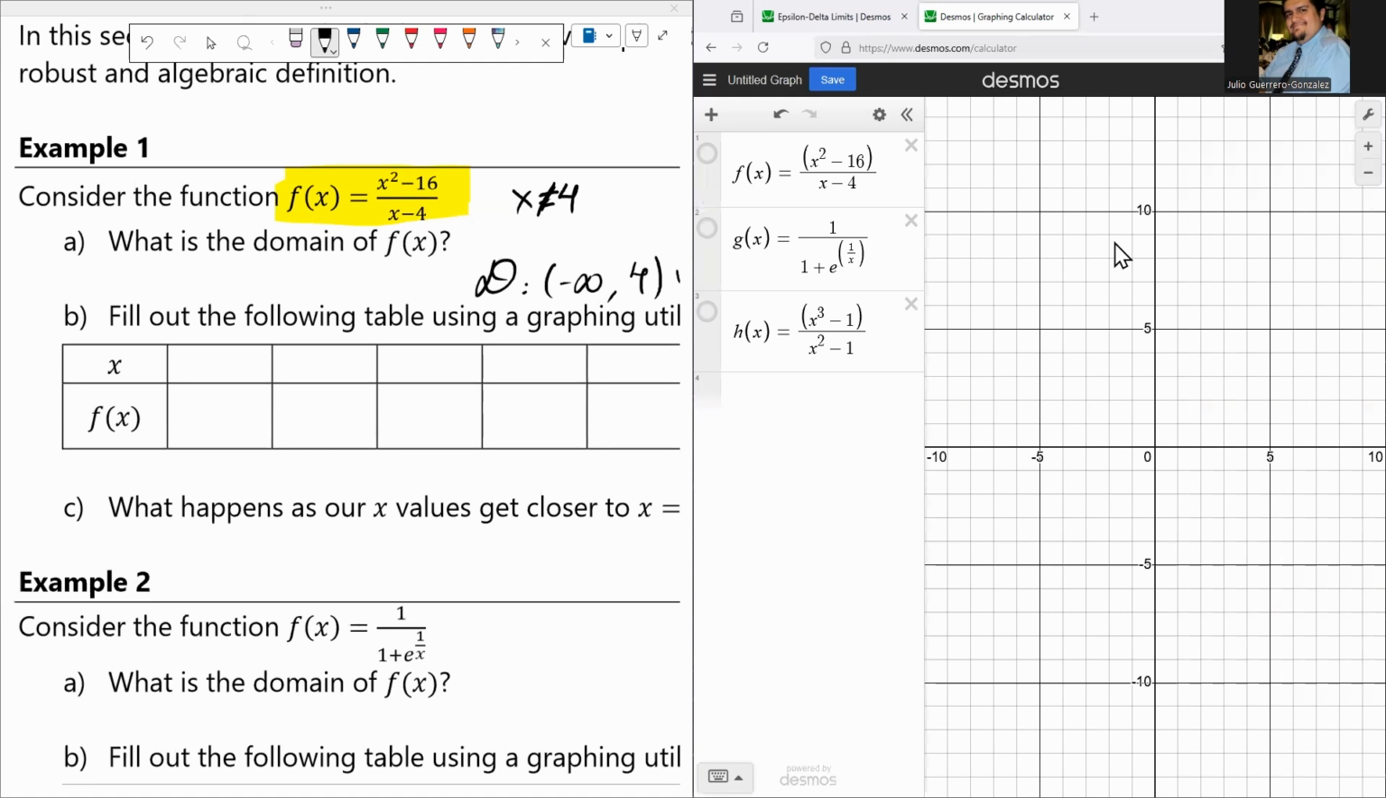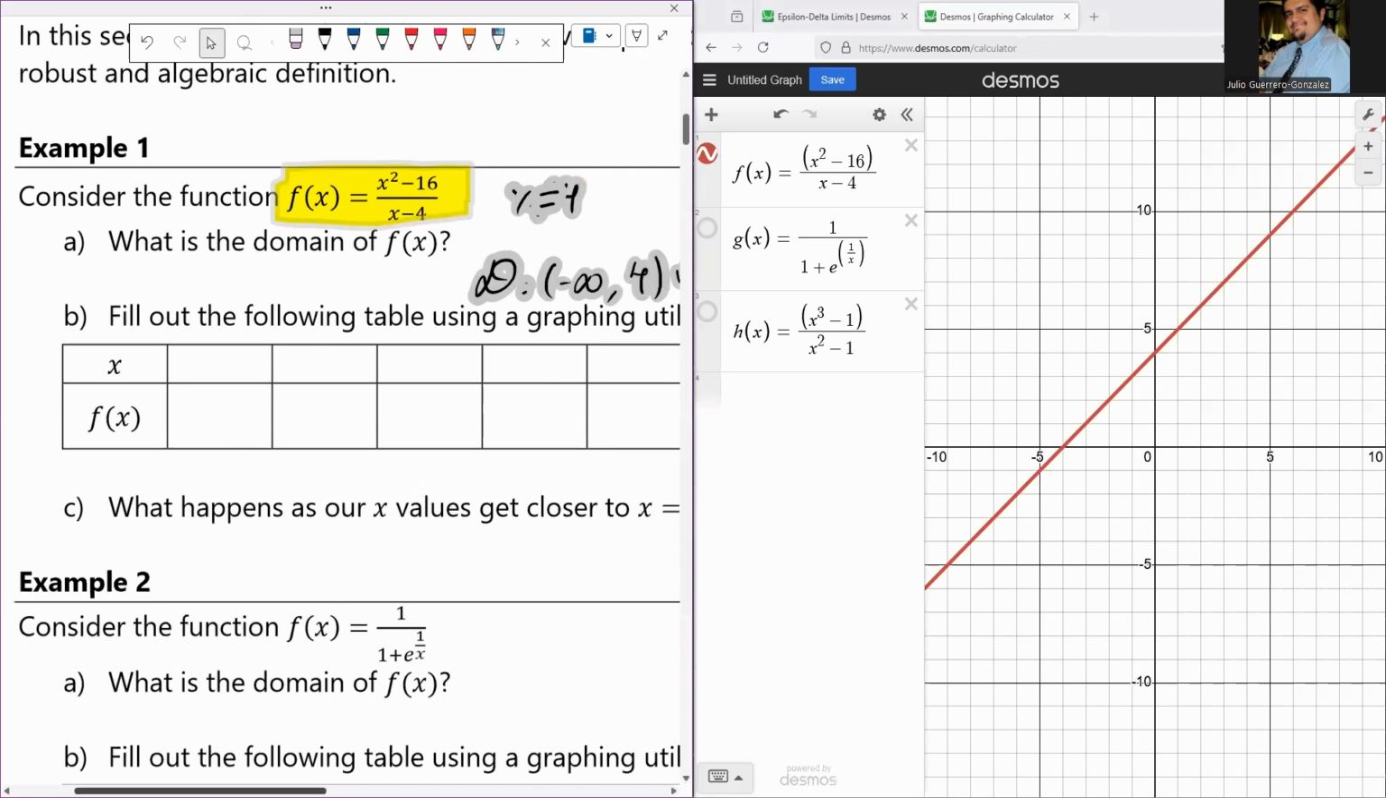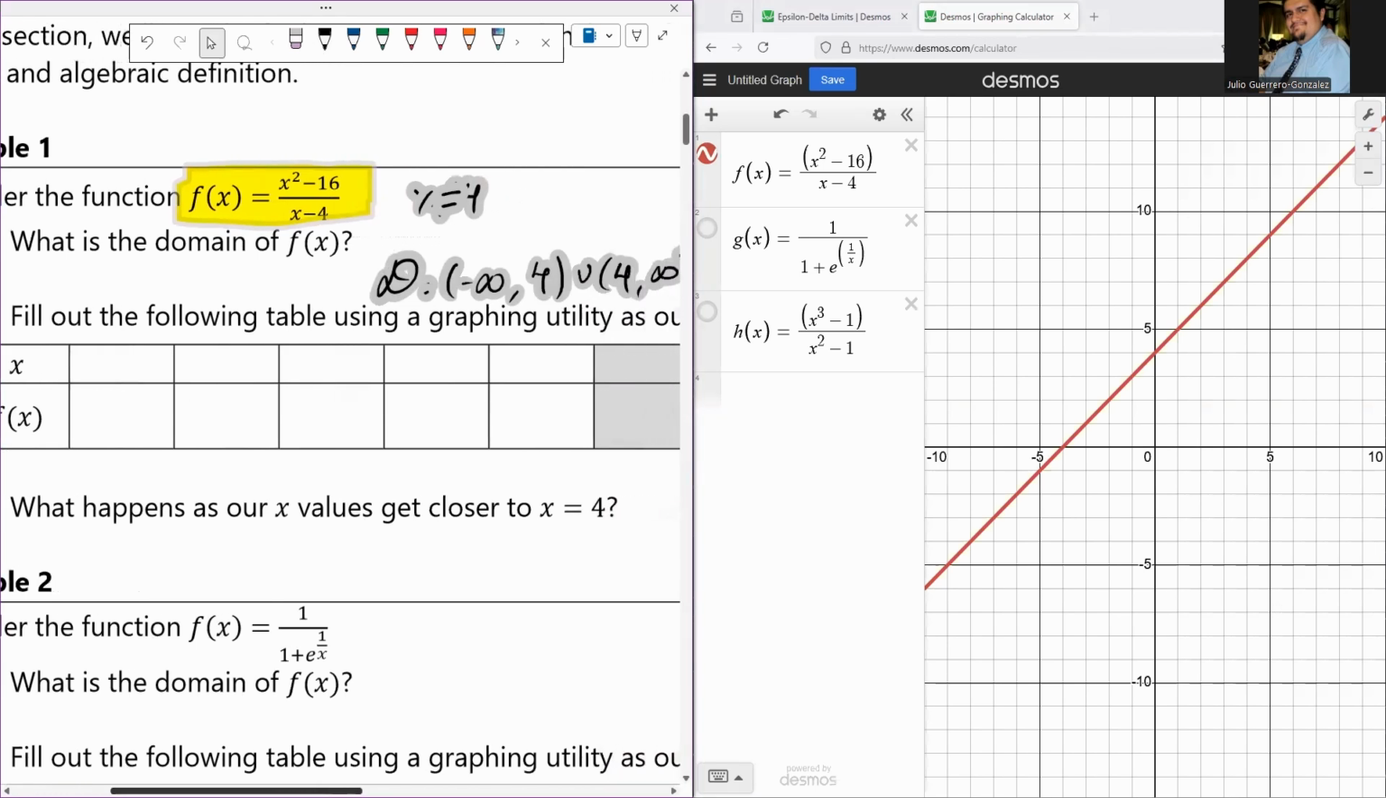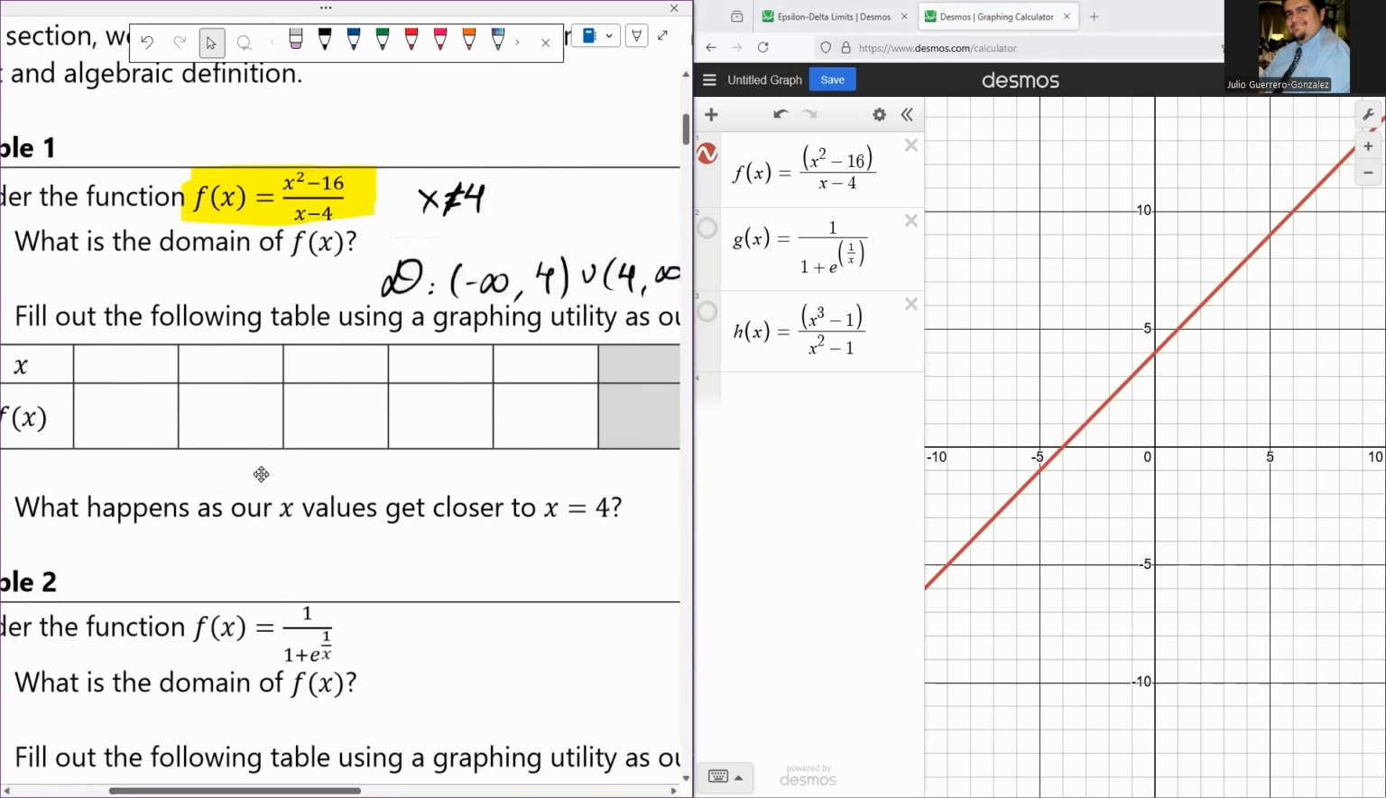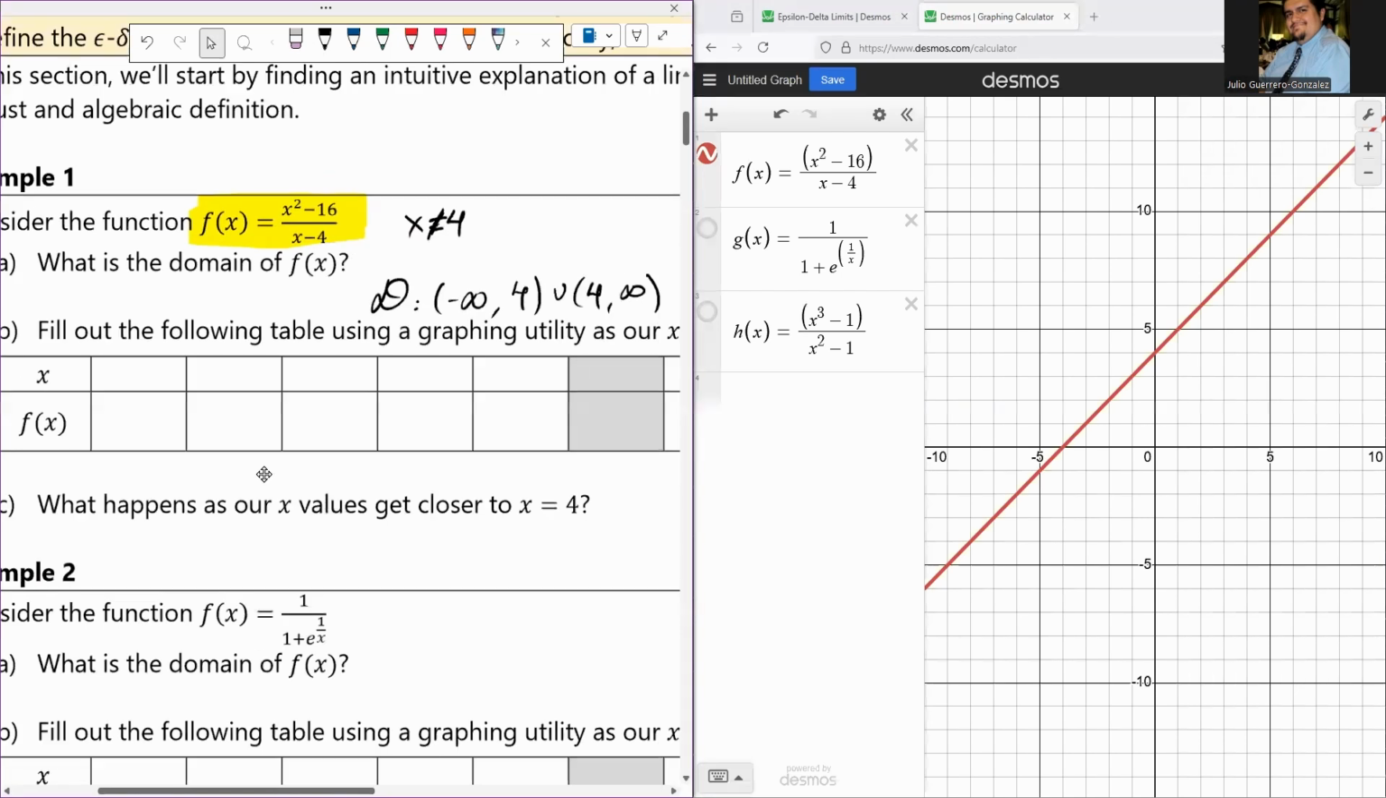So I'm going to turn on this function, the one that we're concerned with right now. There it is. That is the graph. Notice how it looks very much like a line. I'm going to move this over a little bit, and actually zoom out. There we go. Like I said, I want to start getting closer to this value right here. I want to get closer to 4.